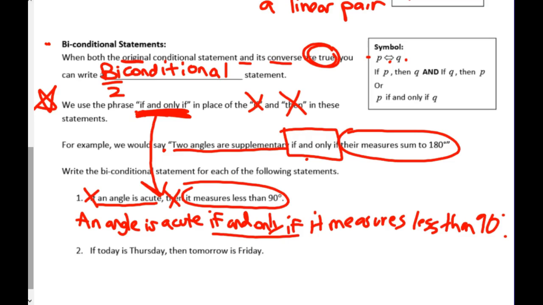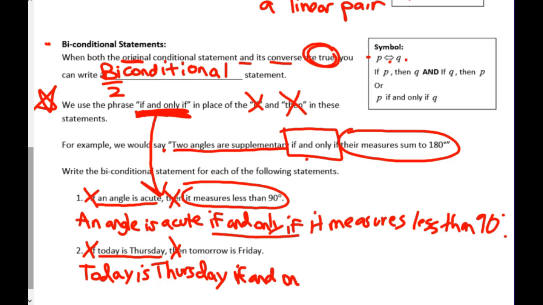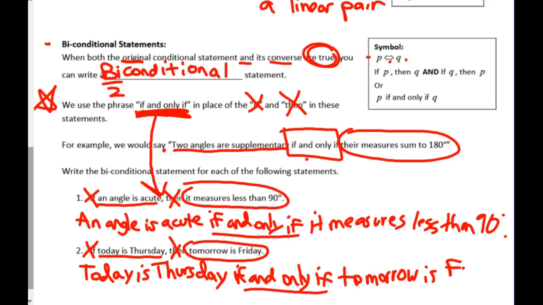What do I write first? Do I write if? Okay, so today is Thursday. Okay. Do I write then? No then. Okay. If and only if. Whoops, kind of messy. If and only if. I don't write then, and I put tomorrow is Friday. True.